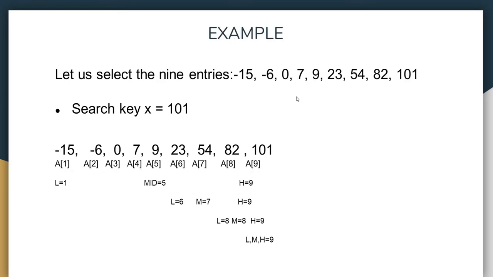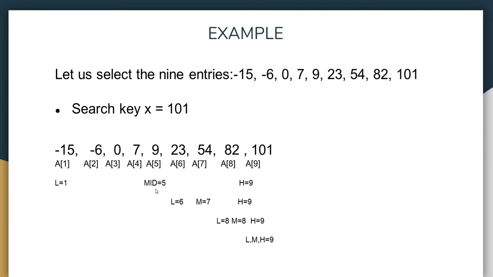Now let us see one example for this binary search. Here 9 entries are given. One value is taken from the list as the key value. Here the search key element x equal to 101 is taken from the list. The 9 entries are positioned like this: A of 1, A of 2 up to A of 9. Here low equal to 1, high equal to 9. So we have to check the while condition. While low is less than or equal to high, the condition is true.